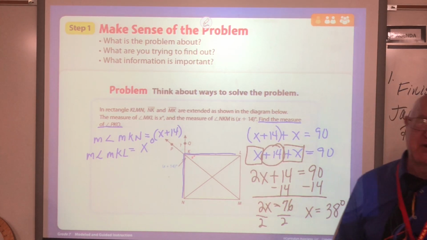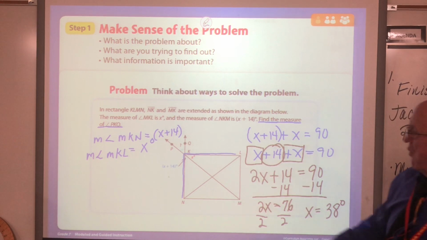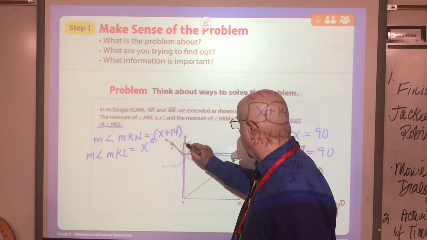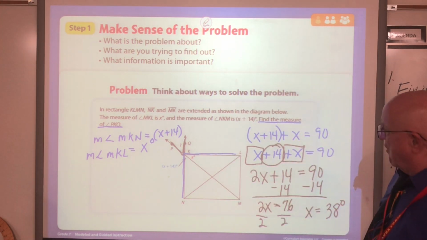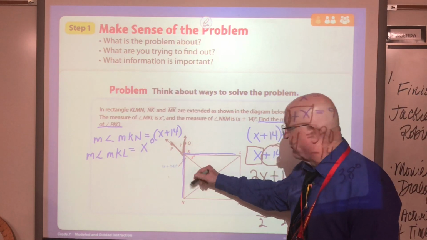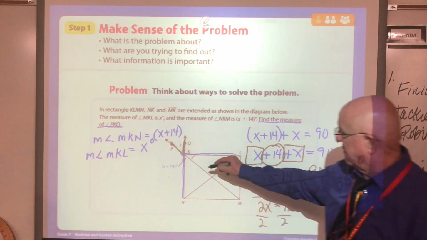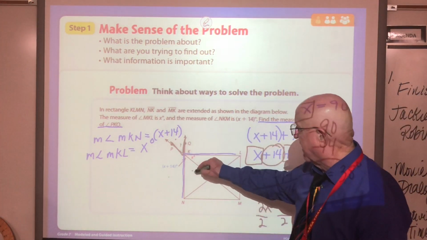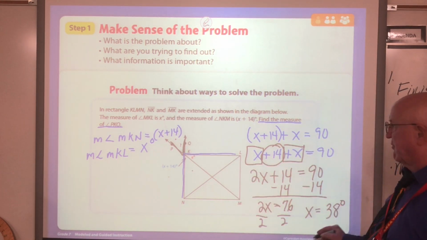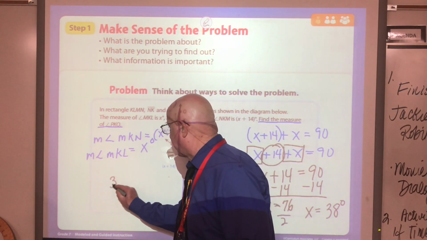But that doesn't answer our question. Our question is, what's the measure of PKQ, right? So what we have to do is figure out the measure of this angle right here, which is X plus 14, because these two are vertical angles. So we just find this, then we have the measure of that. So we're going to simply substitute 38 in for X, right?